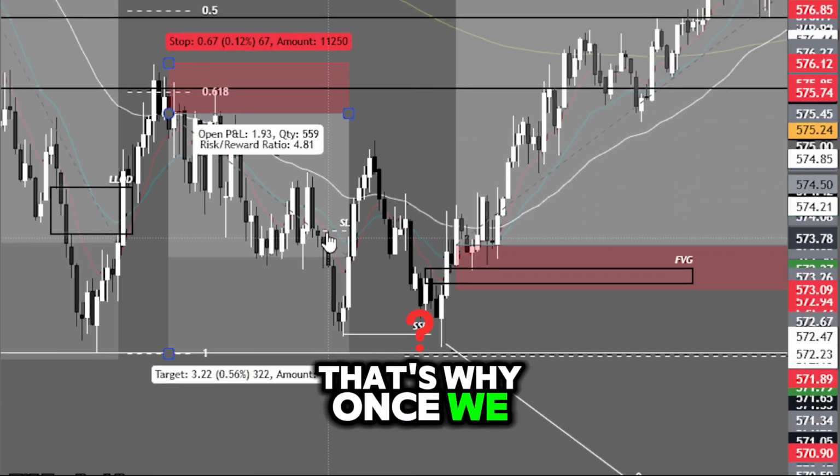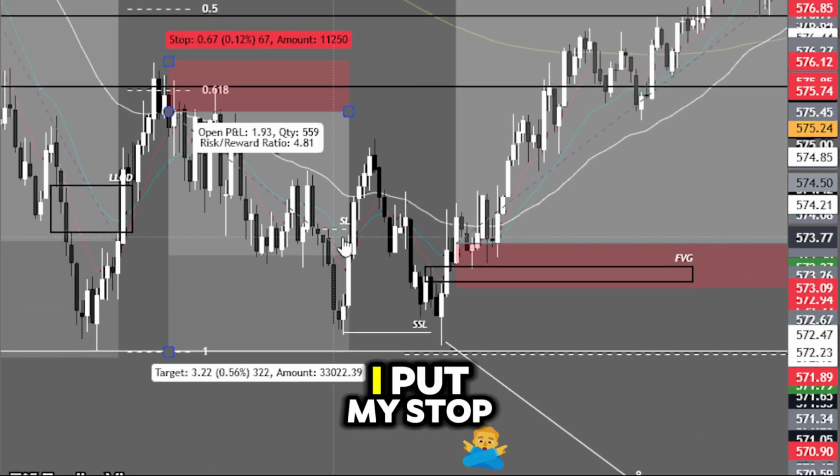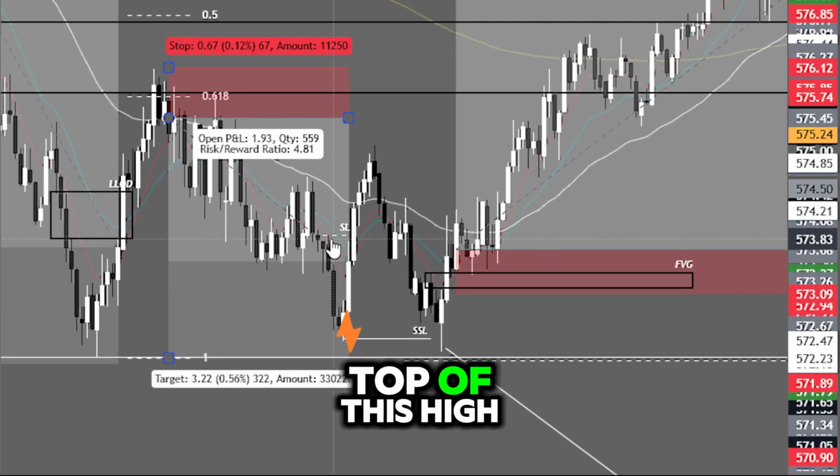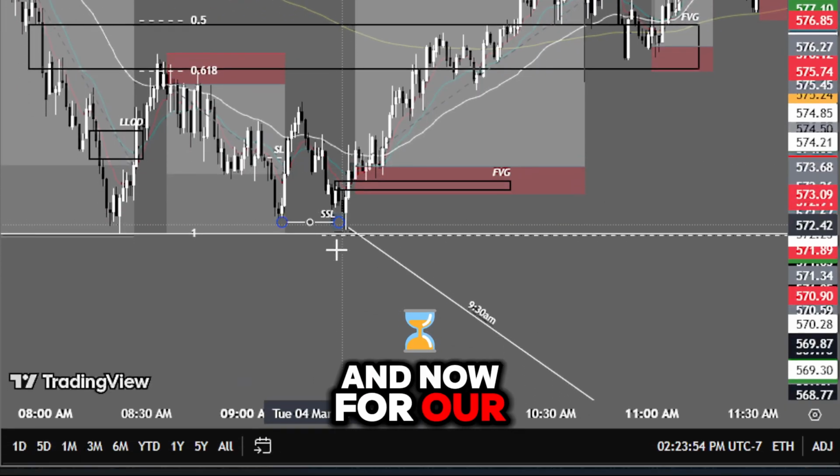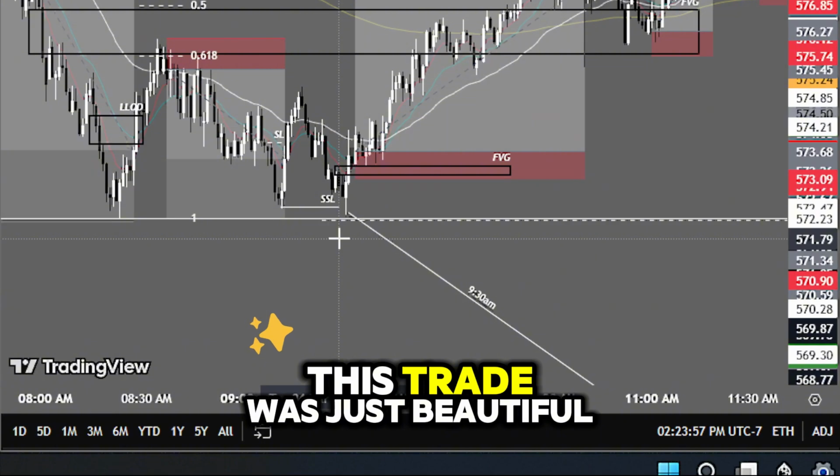That's why once we finally had that drop down, I put my stop loss right at the top of this high, which I inevitably got stopped out at, of course. And now for our biggest trade. This trade was just beautiful.